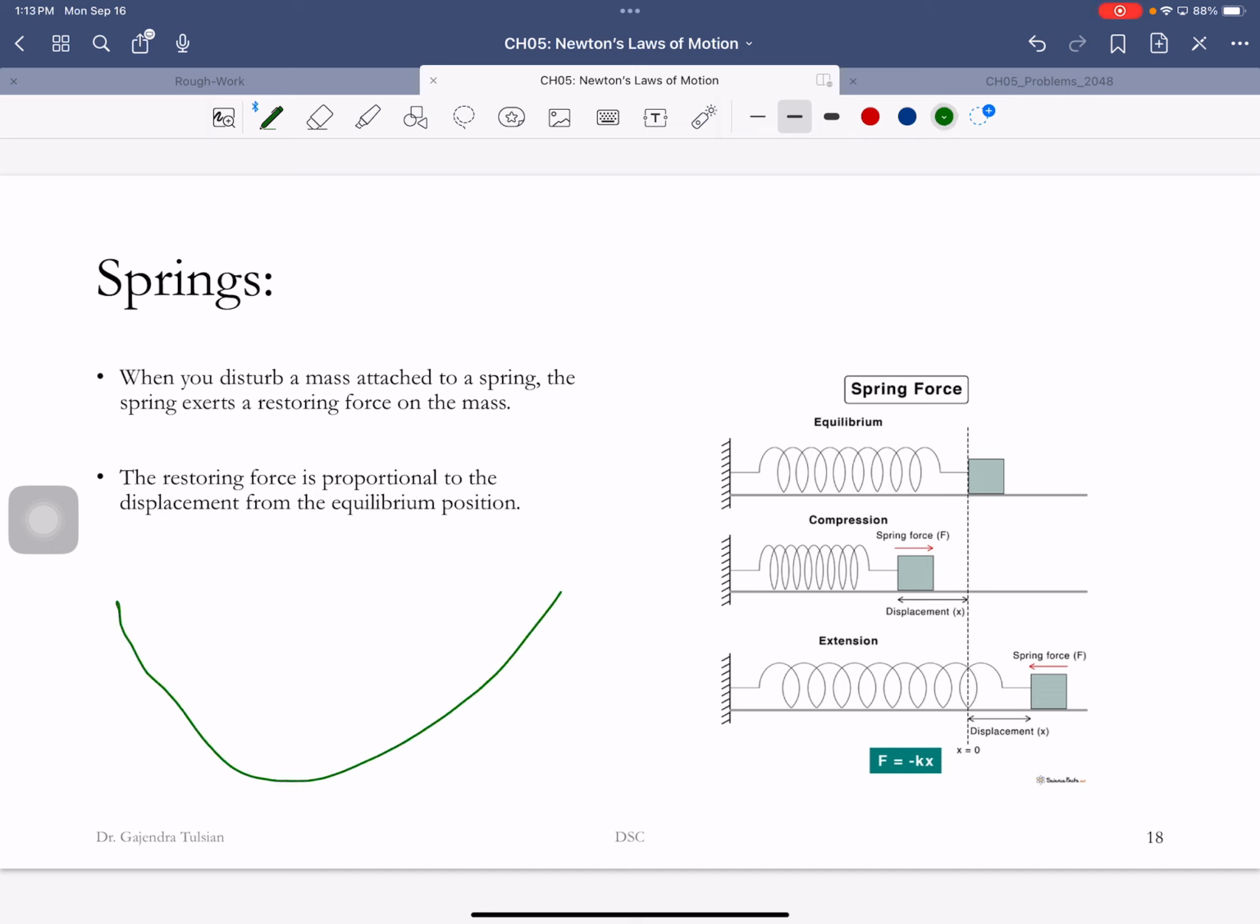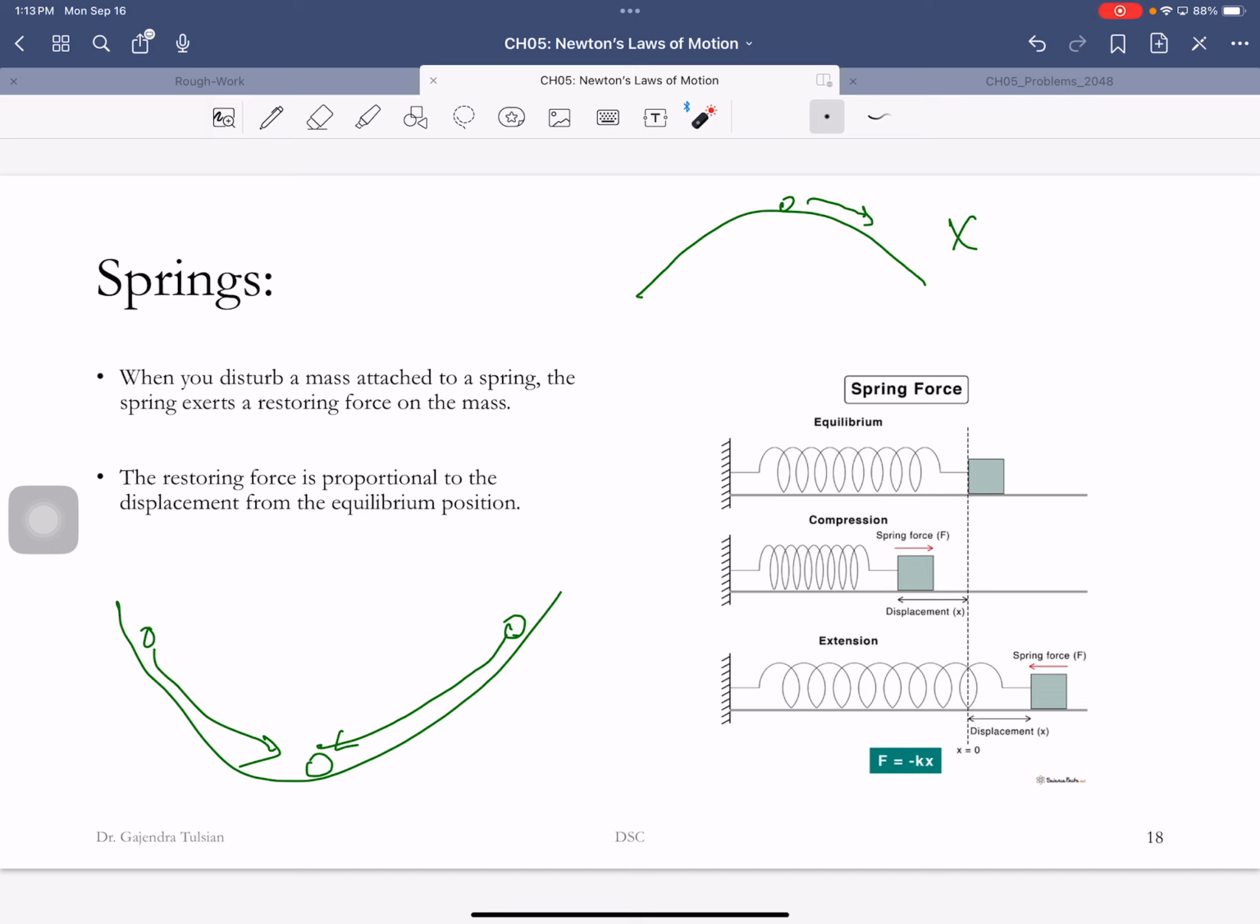What the spring is doing is, imagine a valley. You have a marble. The marble wants to be in the lowest potential energy state. You disturb it, and the marble wants to come back. So this is a restoring force. On the other hand, if you put a marble on top of a hill and disturb it, it doesn't come back. So this is not a restoring force.